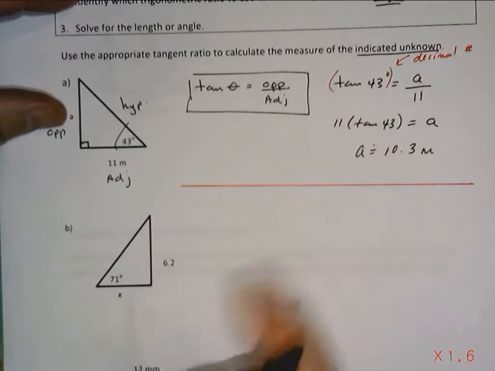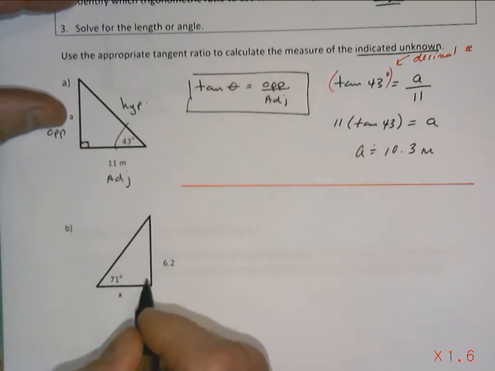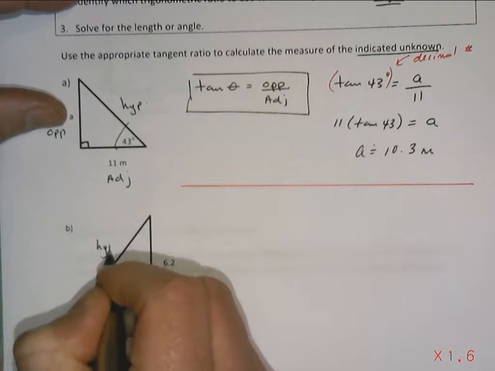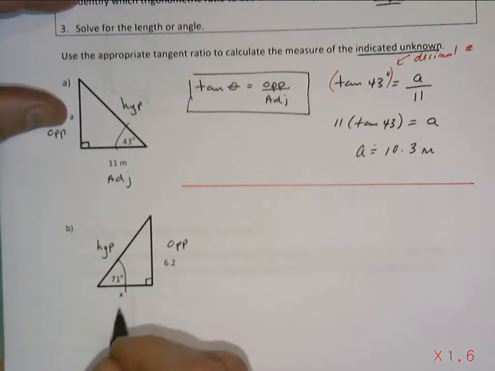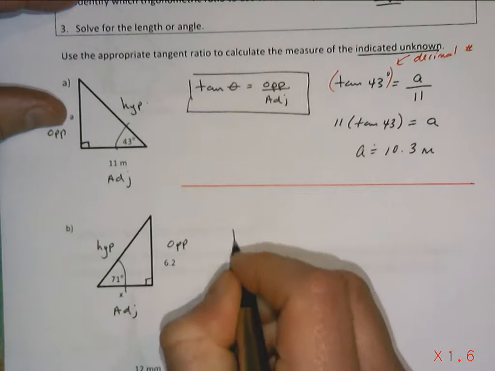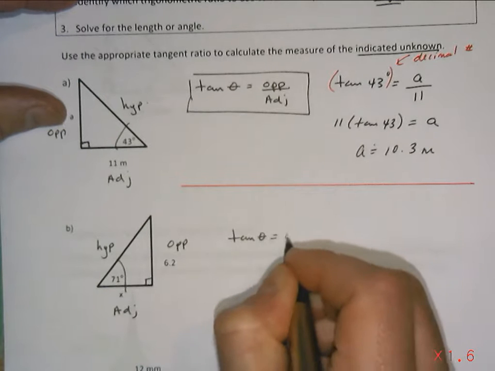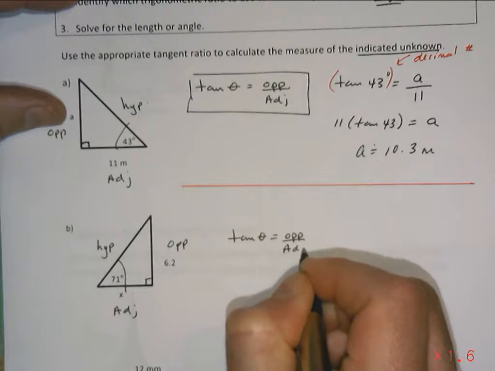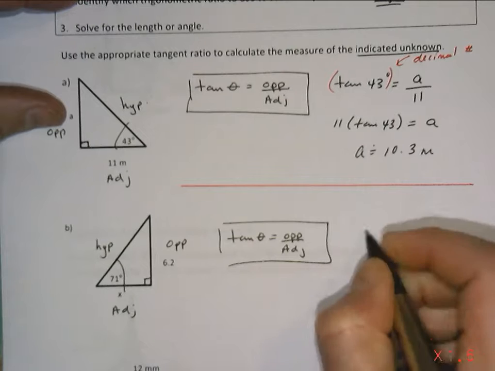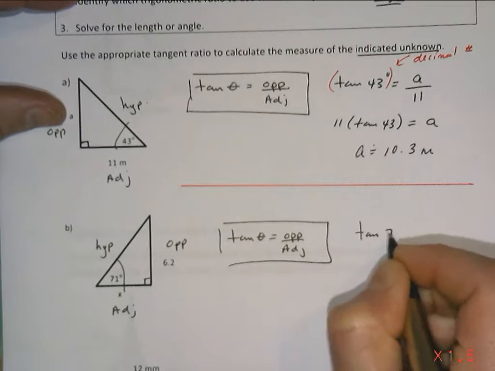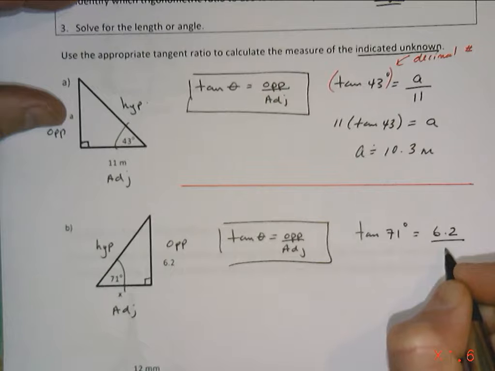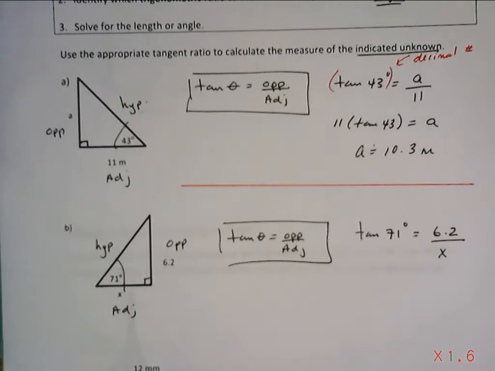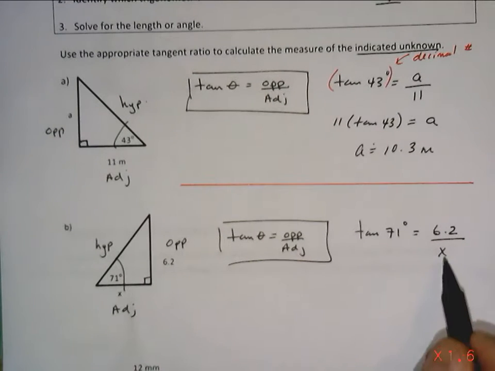Okay, so the next question that we have here, we're looking at the unknown side, this one. That's definitely 90, that's my hypotenuse. That's going to be my opposite, and this is going to be my adjacent. So the formula for tangent is opposite over adjacent. So we're going to plug in what we know. Tan of 71 degrees equals 6.2 over top of x. Okay, so that's a little bit different. Our unknown's on the bottom.